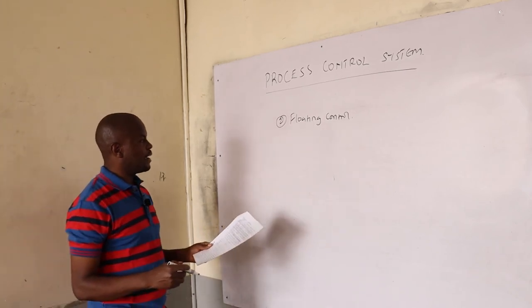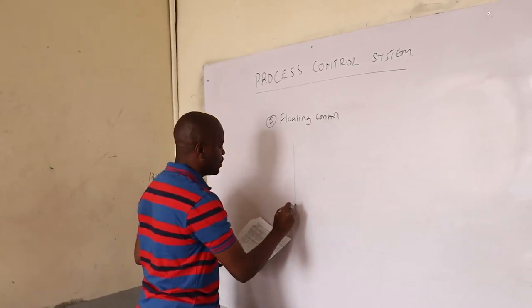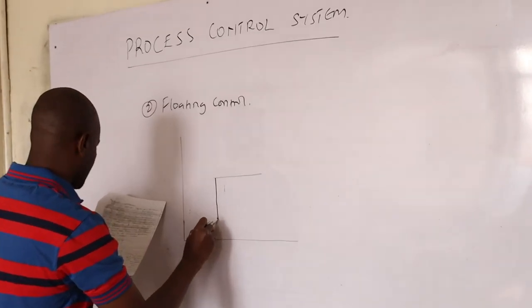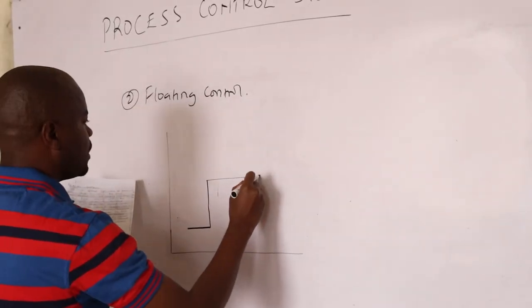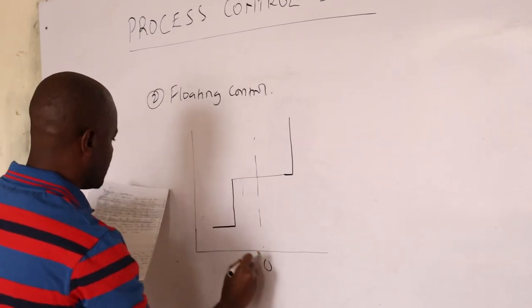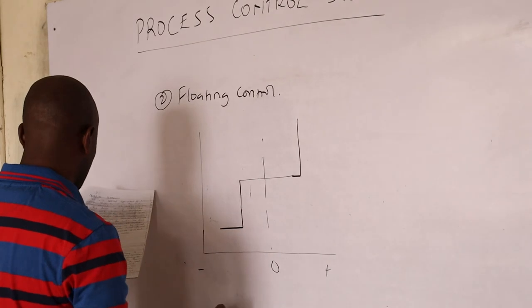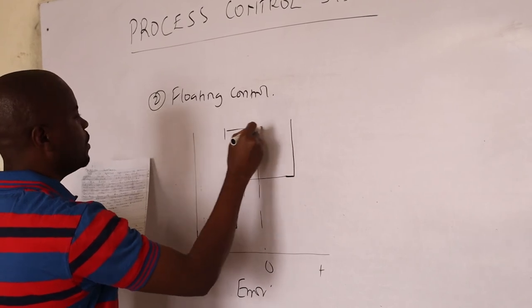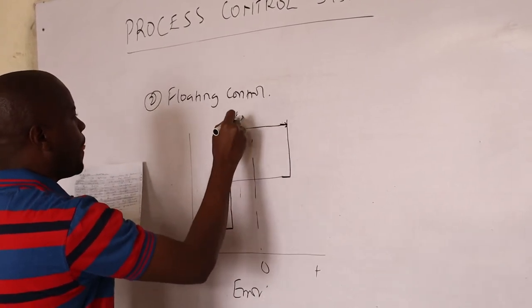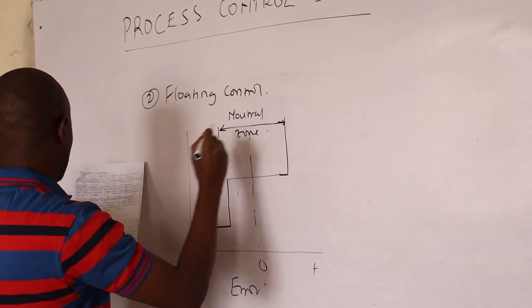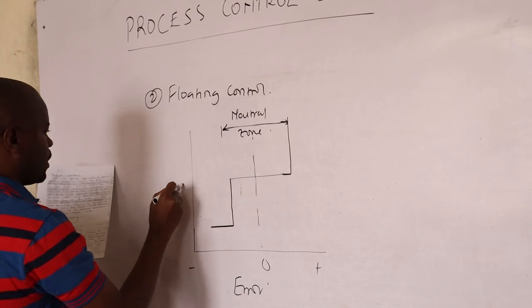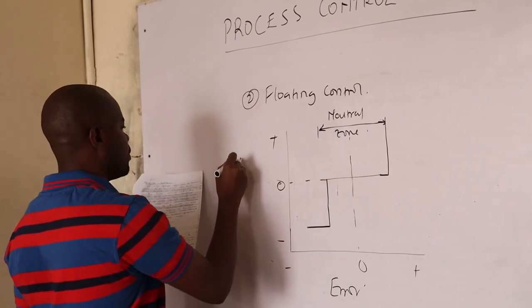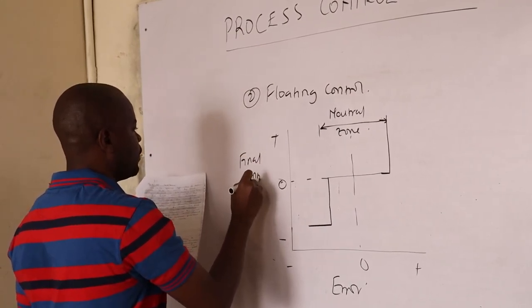This can be represented by an input-output curve as shown. So this is the input-output curve for this. What you can see is that the neutral zone is there. When the error is within the neutral zone, it remains stationary, so we can talk of that as 0. This is the positive side, this is the negative side, and this is the error. Here we have what we refer to as the neutral zone. Then here is the final control element. We can also have this point as 0. Then here we have positive, here we have negative. Then this is the final control element speed.